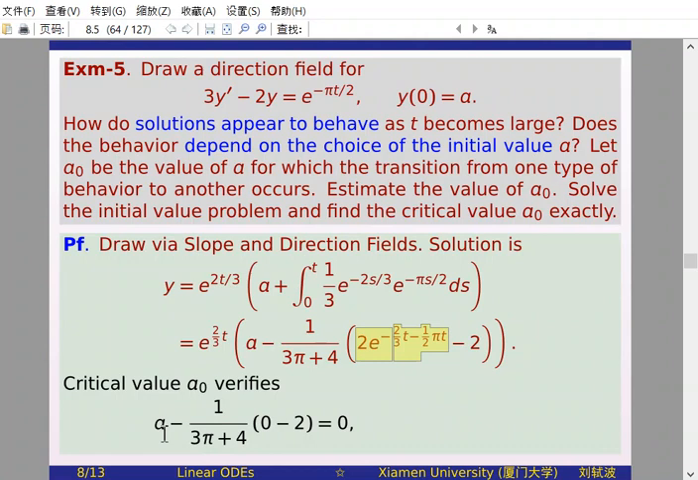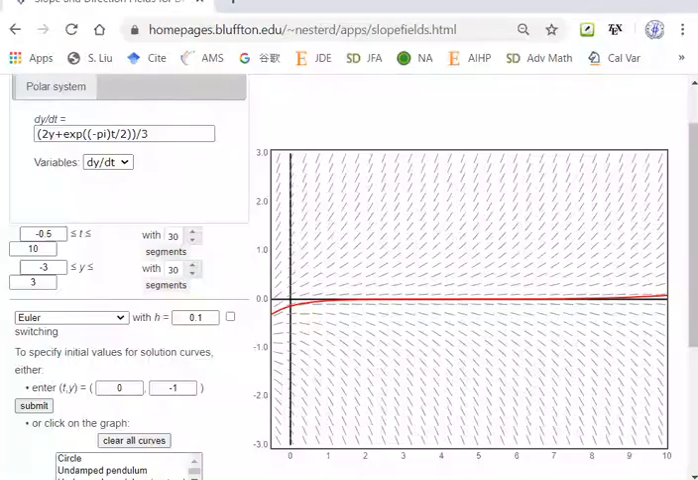Okay, so this tells us how to determine the condition for the critical value A. That is, it must be a solution of this equation. So this equation gives the exact value of A. And if you compute the value numerically, it is minus 0.14898. Our previous observation by picture is almost the same.